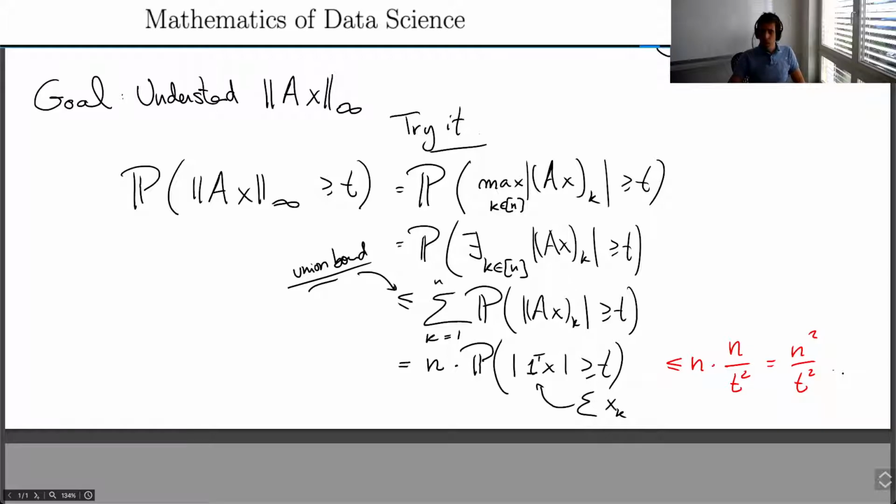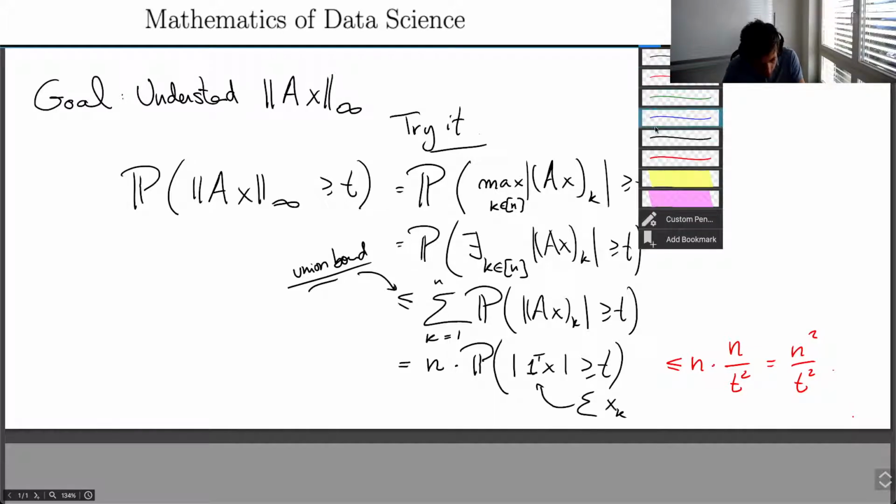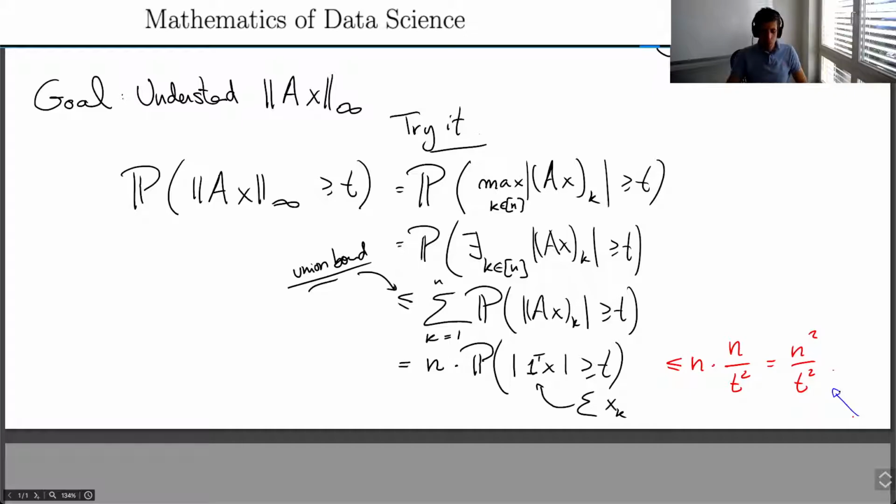Now, I claim that this gives us nothing. Why does it give us nothing? If t is smaller than n, then this number here is bigger than 1. And we're just saying that the probability is smaller or equal than a number that's bigger than 1. Of course, it's smaller or equal than a number that's bigger than 1. This told us nothing. However, if I pick t bigger than n, then maybe this probability is telling me something.